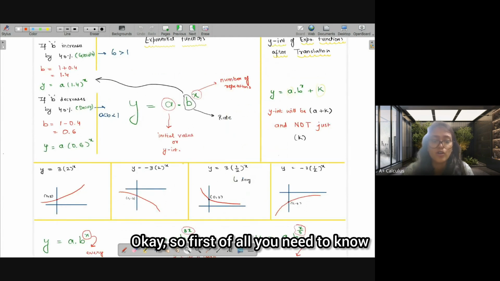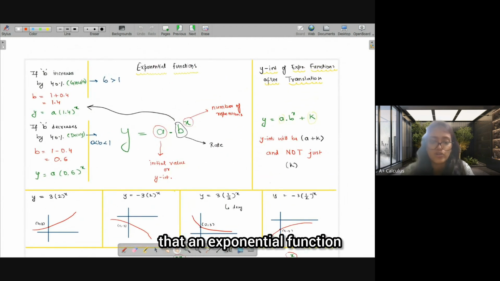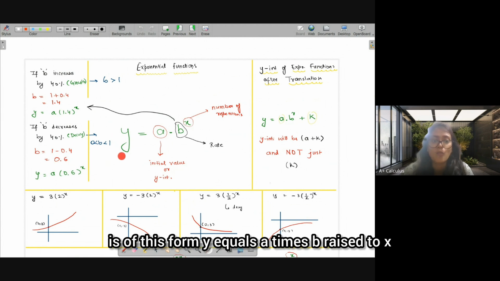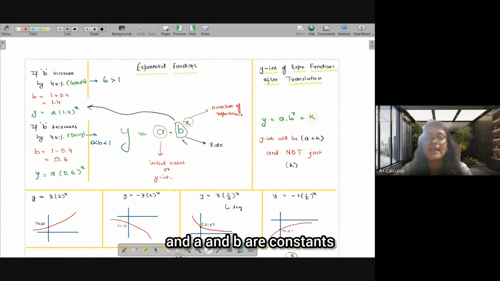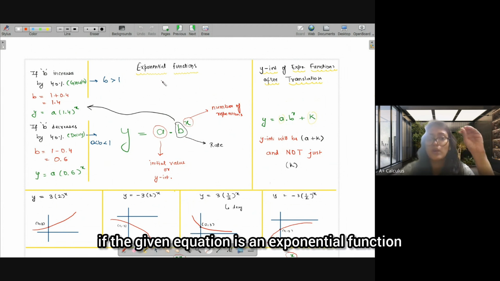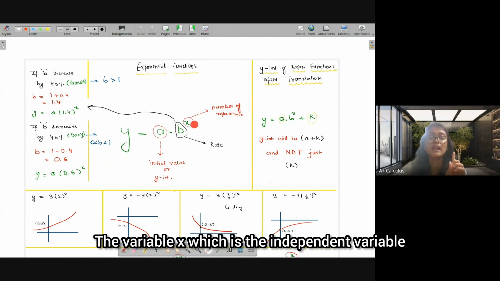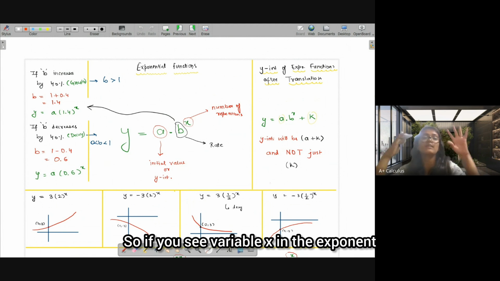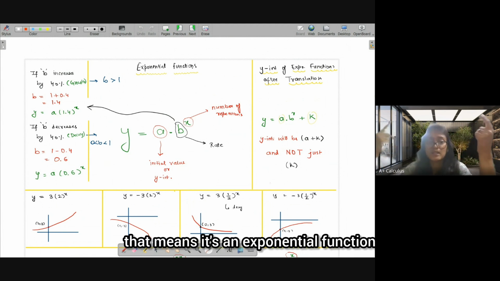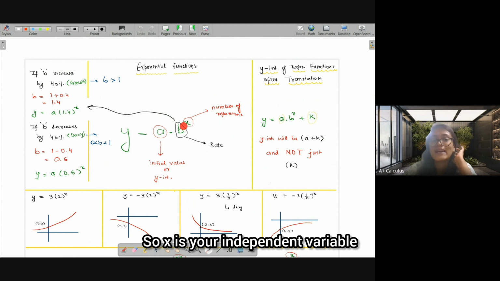First of all, you need to know that an exponential function is of this form: y equals a times b raised to x. Now, what is a, b, and x? y and x are variables and a and b are constants. Now, how will you identify if the given equation is an exponential function? The variable x, which is the independent variable, will always be in the exponent. So if you see variable x in the exponent, that means it's an exponential function. x is your independent variable and y is the dependent variable.